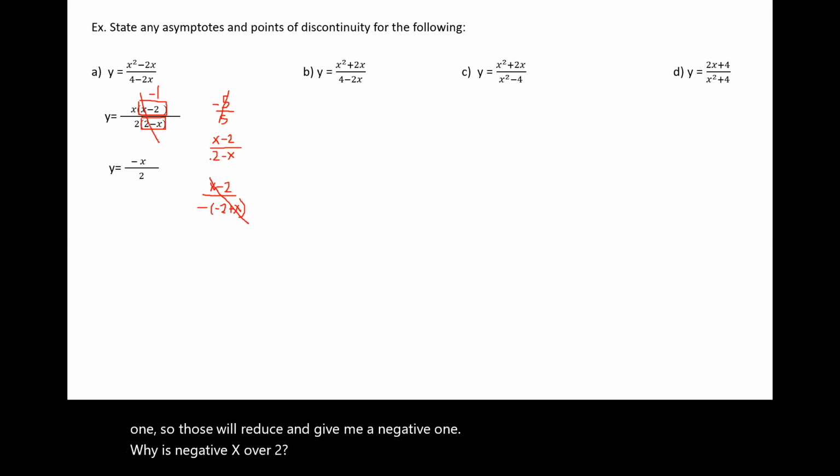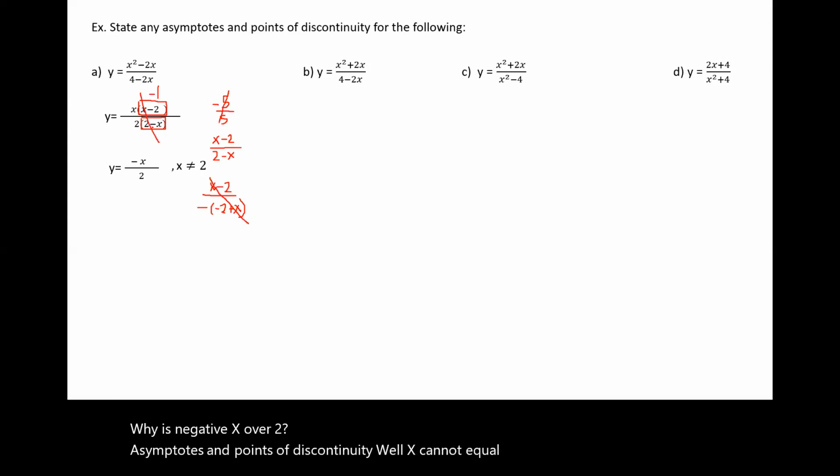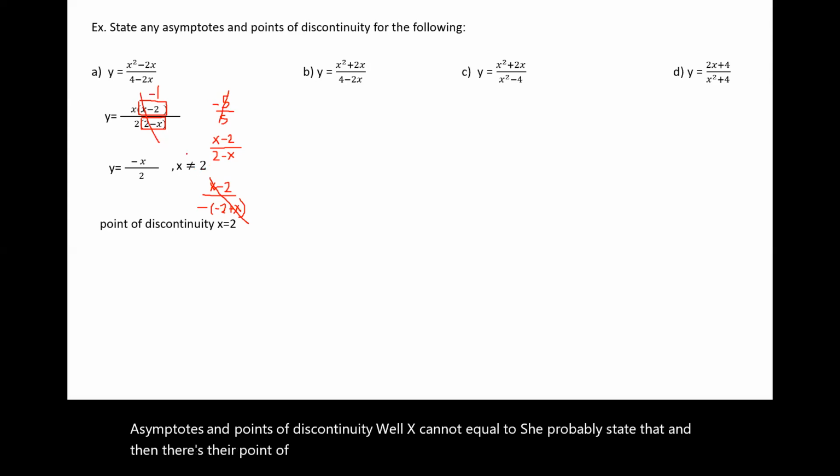Asymptotes and points of discontinuity. Well, x cannot equal 2. Should probably state that. And then there's our point of discontinuity. Whatever this was is our point of discontinuity. Any asymptotes? Nope, this is no longer rational, so no asymptotes for that one.